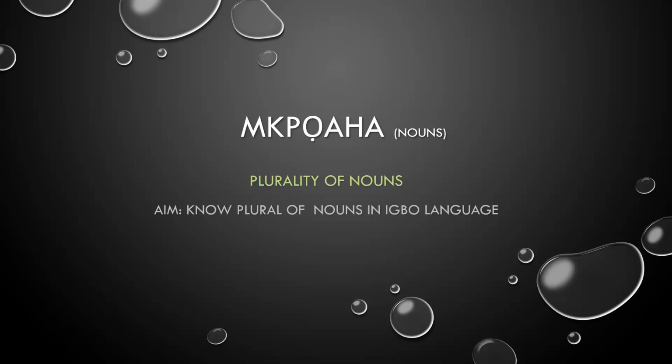In today's lesson, we are going to learn about the plurality of nouns. The plural form of an Igbo noun is spelled the same as its singular form. So how do we know if it's plural or not? Unlike in English language where you can simply add an S, it's a different ballgame altogether in Igbo language. Therefore, by the end of this lesson, you should be able to know the plural forms of nouns in Igbo language.